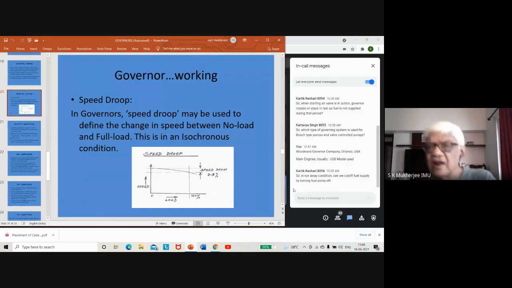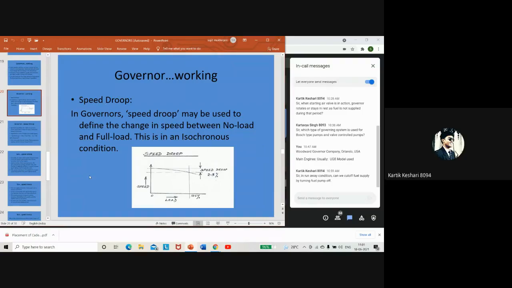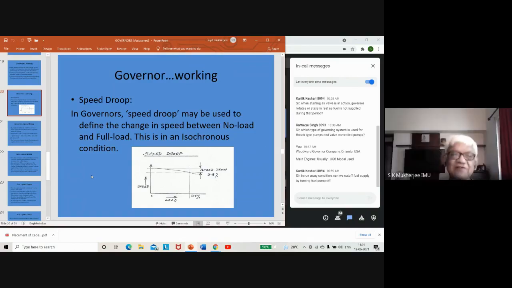So in runaway condition, we can cut off fuel supply by turning the fuel pump off. Kartik, that's a good answer, but I need more details. How will you turn the fuel pump off? Are you switching it off or are you closing the valve? Sir, suppose we are having a Bosch pump, so we can turn it to the helical groove part. So in that case, the fuel will not go into the engine. Very good. That's very, very close to the answer.